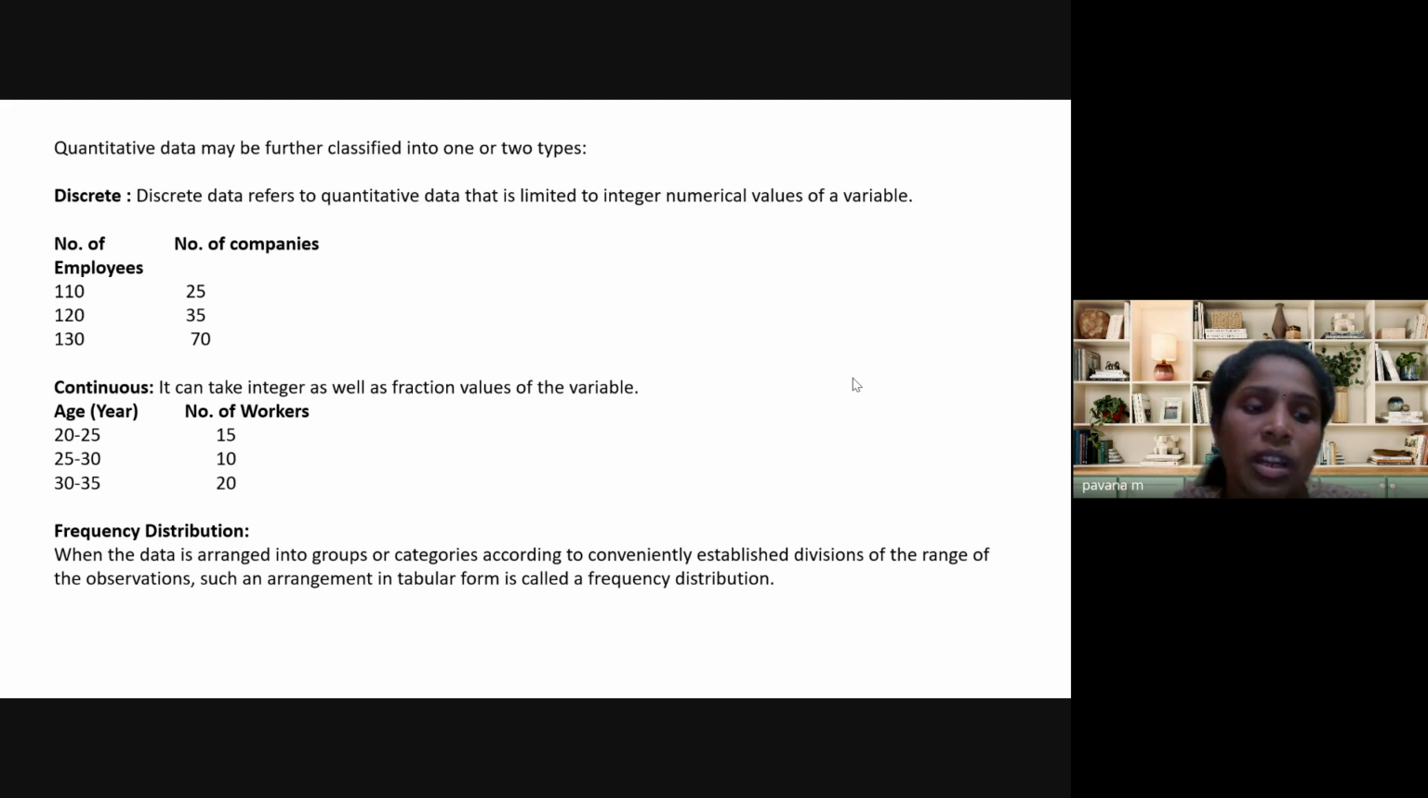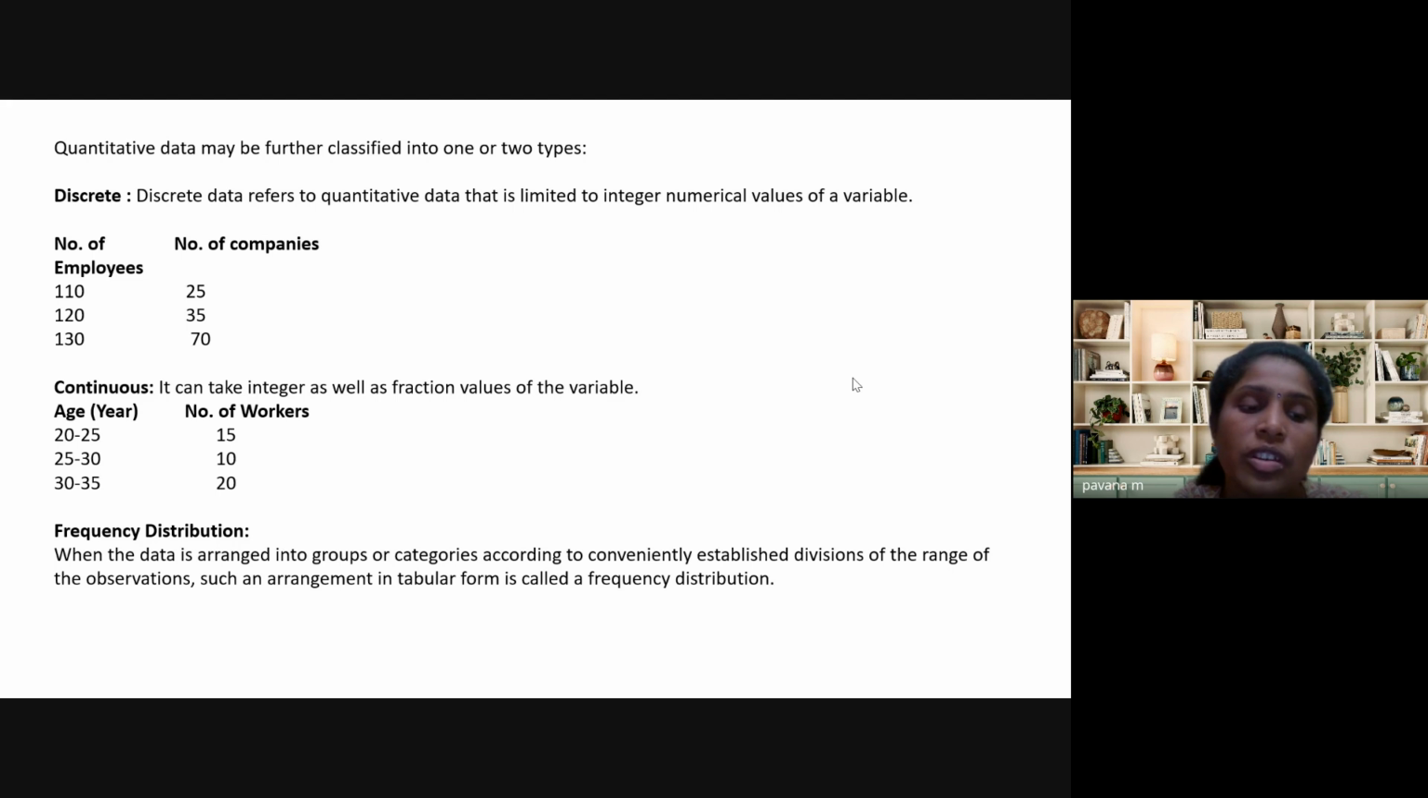And continuous data means you are taking the time intervals. So in the 20 to 25 age group, 15 workers are there; 25 to 30 years, 10 workers. That means you are not considering the direct integer, you are considering the intervals. That type of data is called continuous data.